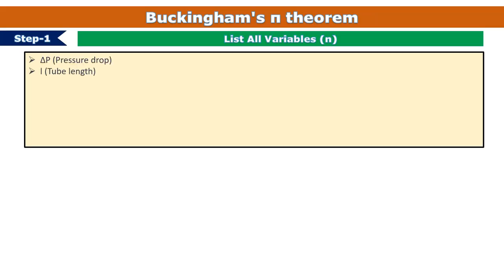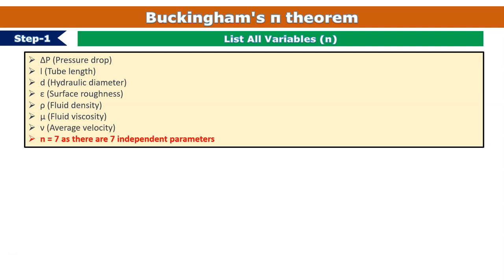So step number 1, list all variables. Pressure drop is one variable, tube length L, hydraulic diameter D, surface roughness, fluid density rho, fluid viscosity mu, and then average velocity. So here the number of variables is 7, as there are 7 independent parameters. So the number of variables is n equal to 7.